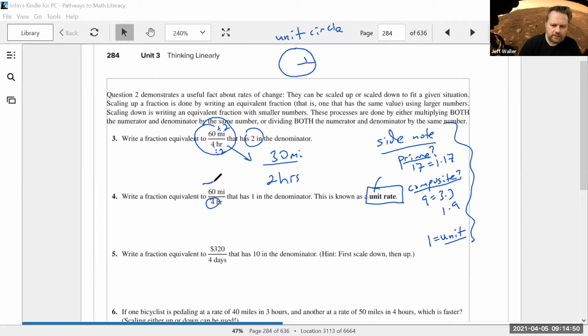So to make this into a unit rate, I want to make it something per 1. So how would I do that? How do I make that into something per 1 hour instead of per 4 hours? What would I do? We have to divide it by 4. Yeah. So what's 60 divided by 4? 15. So there'll be 15 miles an hour. So if I'm traveling at 60 miles for 4 hours, that means I was traveling at 15 miles per hour.